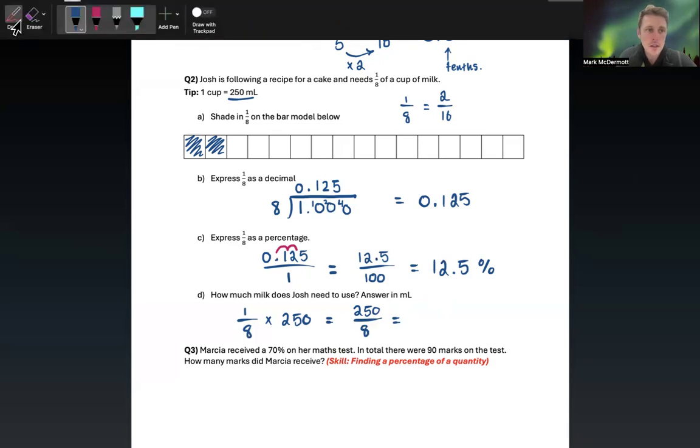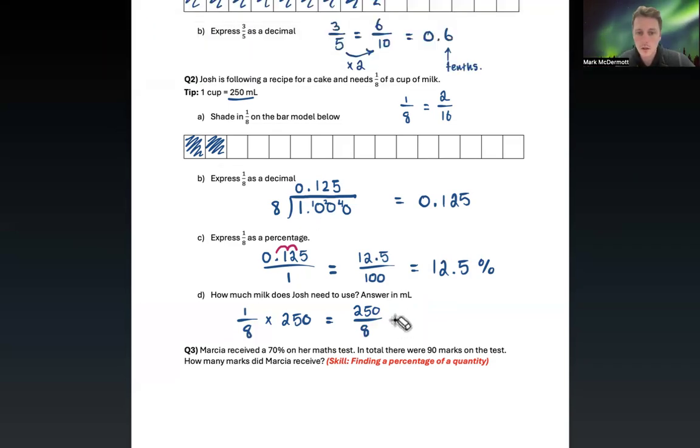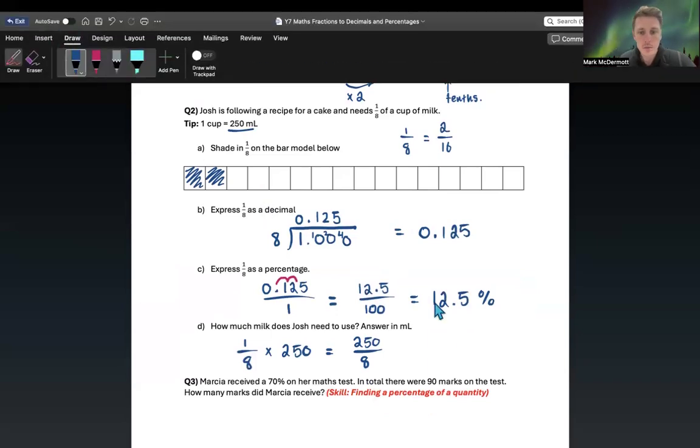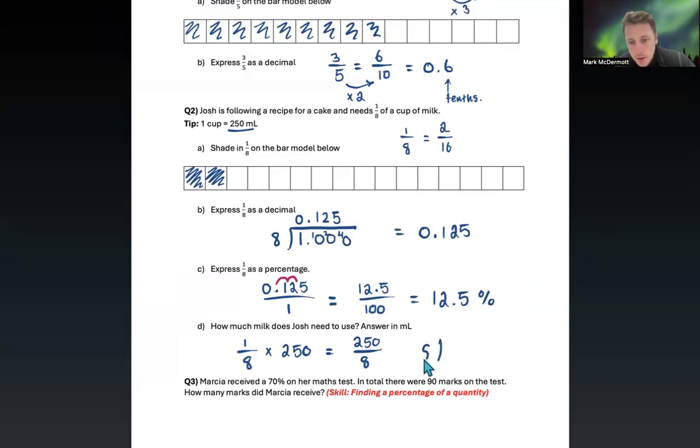Then we can set that up as a division problem if we like. So let's do that. We're going to get 8 out here and then 250 here. How many times does 8 go into 2? Doesn't go. How many times does 8 go into 25? It goes in 0 times here, but we can just say how many times 8 goes into 25 and then move to this column. 8 goes into 25 3 times, remainder 1.